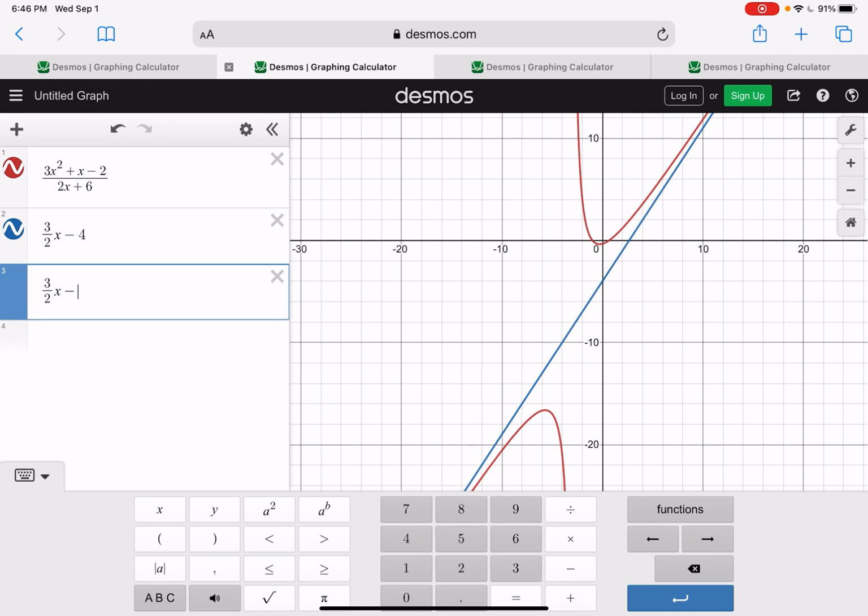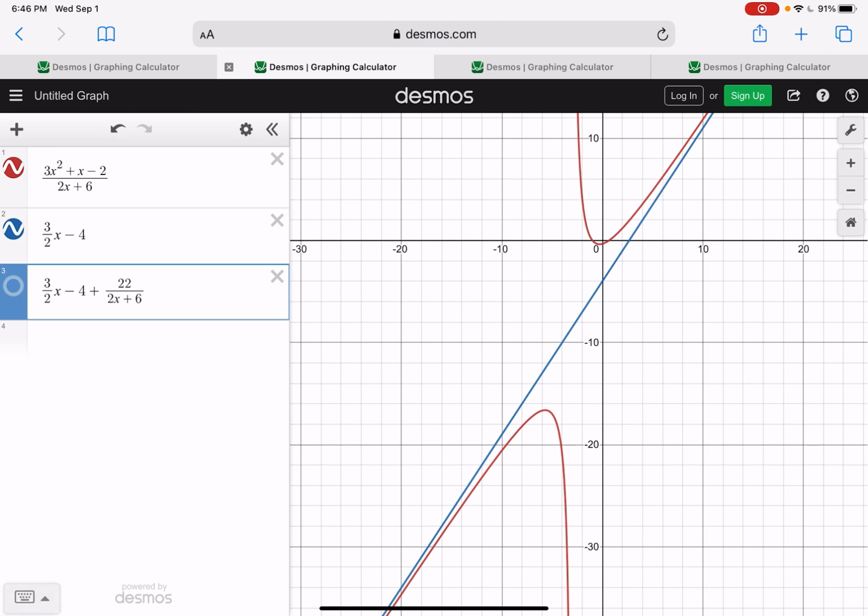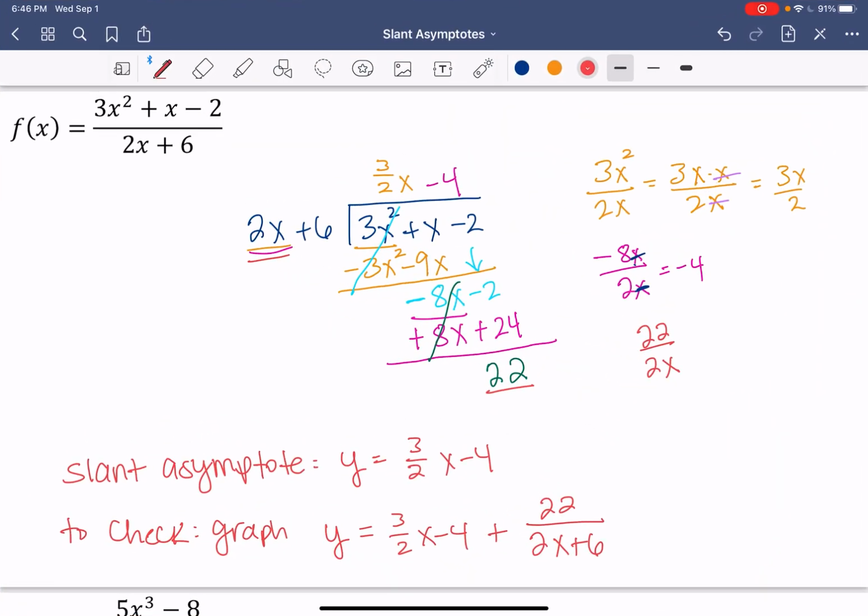we will regraph the slant asymptote. But at the end, we're going to do plus, and then a fraction with the numerator being the remainder, and the denominator being the original denominator from the question. So notice that the red is the original, the green is the slant asymptote with the remainder, and notice that they overlap. They are the same exact graph, meaning that we have solved the slant asymptote correctly. So I'm going to go in and box in my final answer.